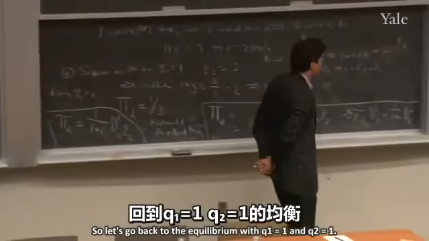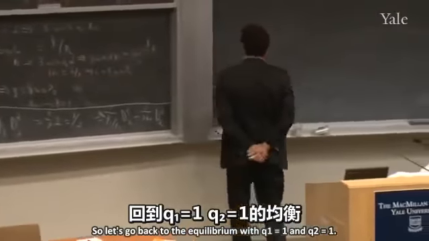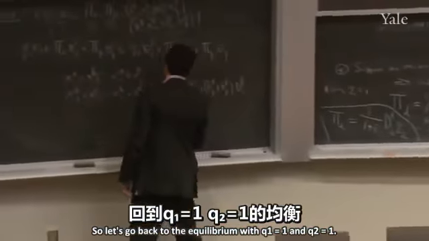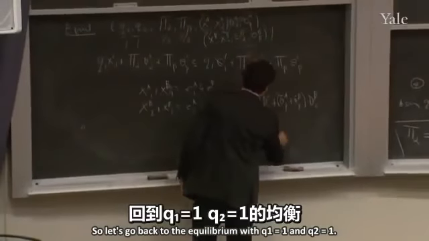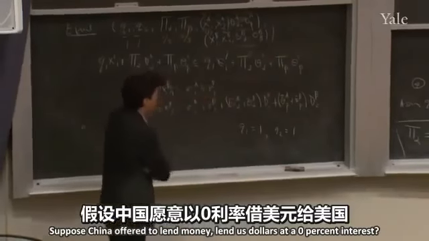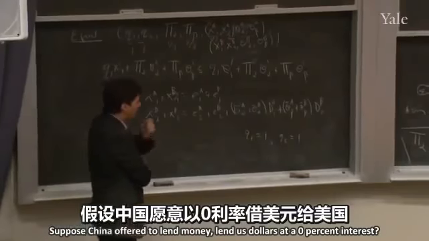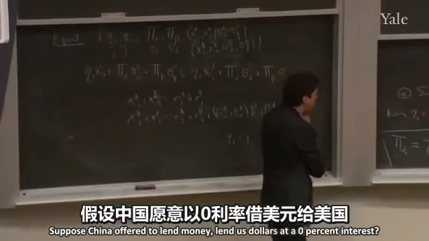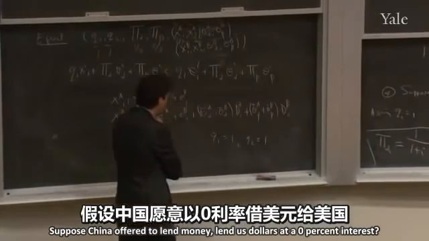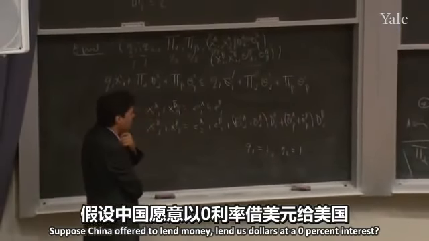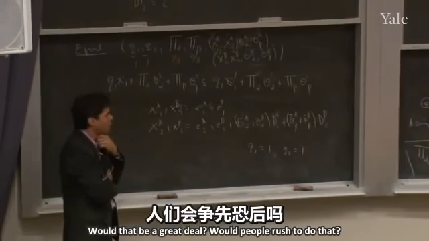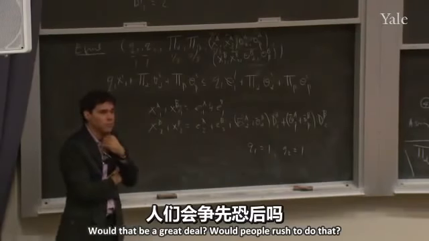Suppose a new... so let's go back to the equilibrium with Q1 equal 1 and Q2 equal 1. Suppose China offered to lend us dollars at a 0% interest. Would that be a great deal? Would people rush to do that?